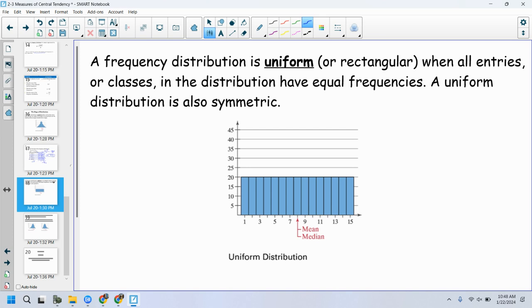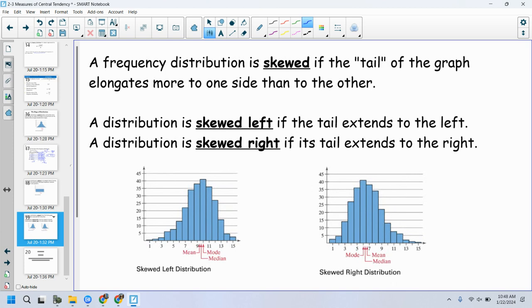Okay? If we start messing with it left and right, we have what's called skew left and skew right. A frequency distribution is skewed if the tail of the graph elongates more to one side than the other. So we have a bell-shaped distribution, but if I pull some of the data to the left, it's going to elongate off to the right, right? Be careful when talking about skew left versus skew right.